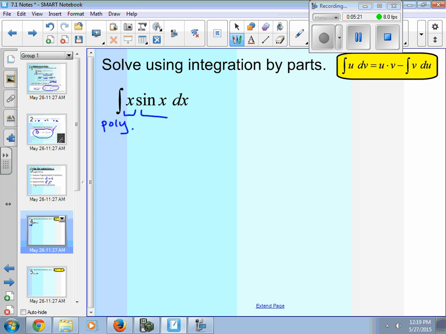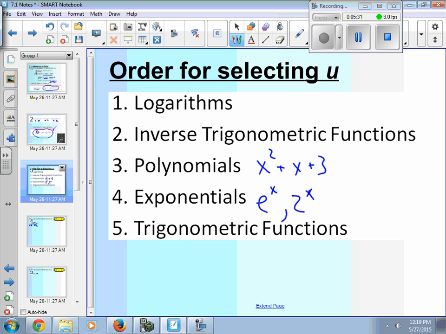The second function is a trig function. So we have a polynomial multiplied with a trig function. Which choice should we select for u? Well, if we go back to our list, we don't have a logarithm. We don't have an inverse trig. We do have a polynomial. So that is the choice for u over the trigonometry function down here, because that's the last one on our list.